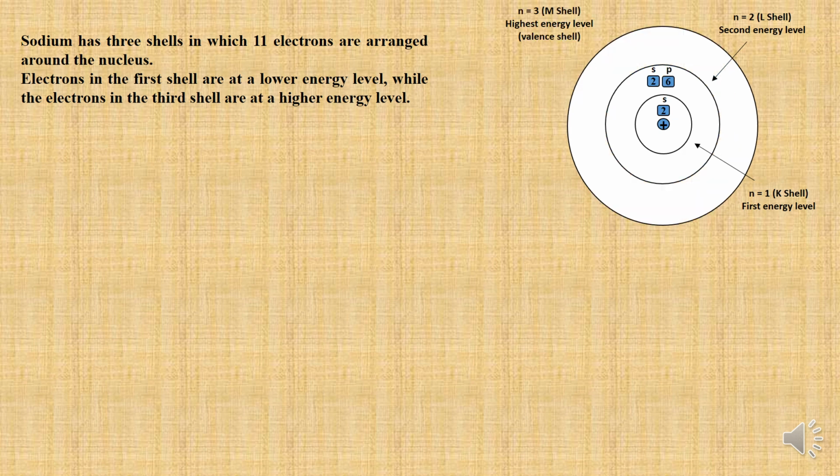while the electrons in the third shell, they are at the highest energy level, also called the valence shell, where you find only 1 electron housed in the s orbital, while the p and d orbitals are empty. Now let's begin with the nucleus of the sodium atom, which contains 11 protons that are positively charged.